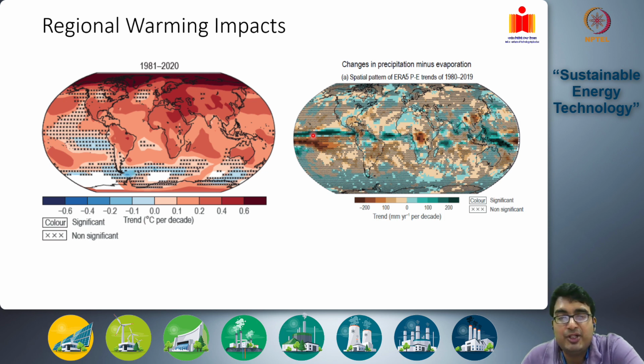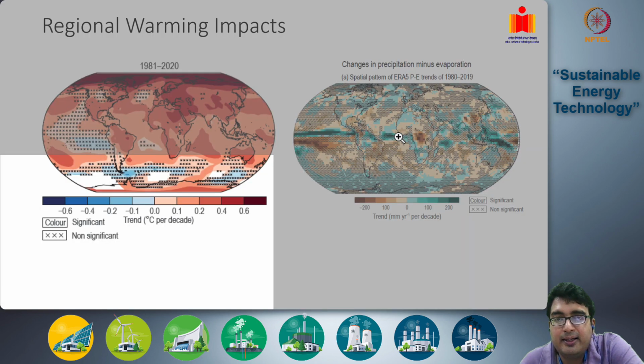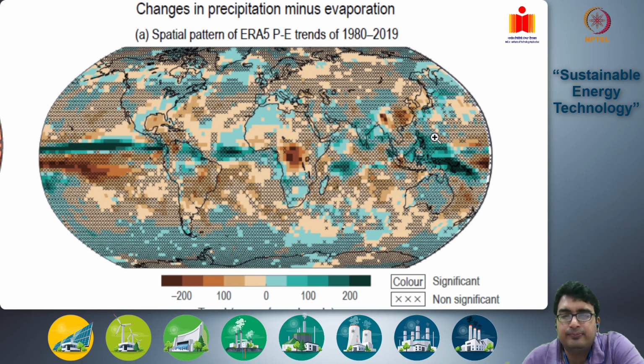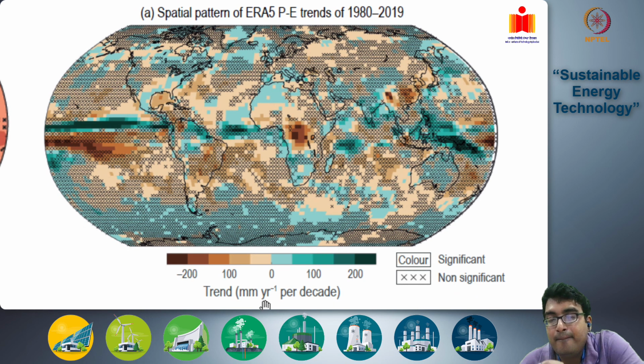Along with this comes a change in precipitation levels as well. So these are decadal changes in precipitation levels throughout the world, again between these 4 decades, 1980 to 2019. And here the trend is in millimeters of rainfall received per year, how much it has changed. So from plus 200 millimeter per year to minus 200 millimeter of rainfall per year. So the more brown is, the drier those regions have gotten. The more blue is, the wetter those regions have gotten. And you can see here, China has become much drier, whereas India has become much wetter.